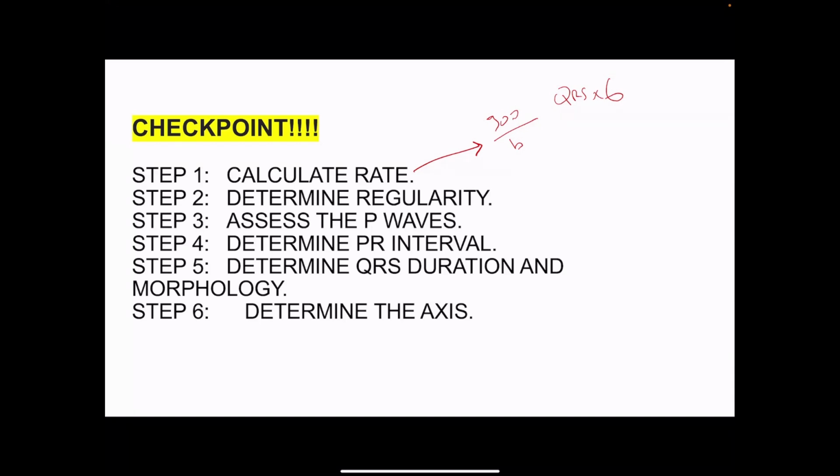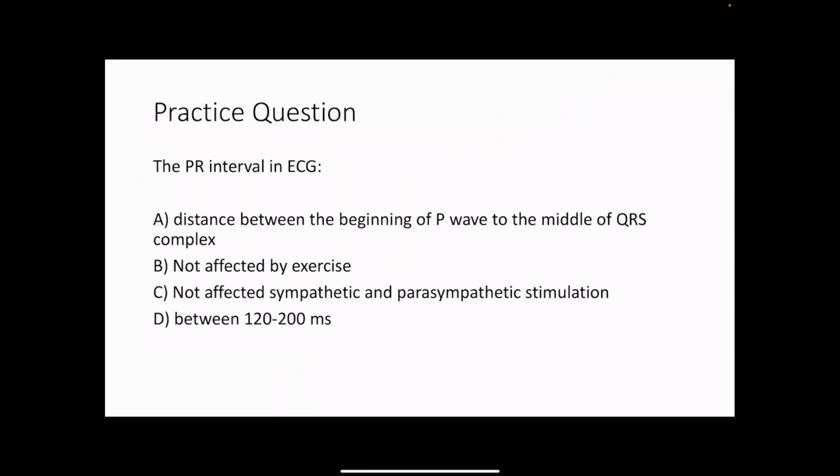Regularity, you just see if it's the same space between each QRS. For the P waves, you just check if they're present or not. PR interval should be 3 to 5 squares. QRS should be 1.5 to 2.5. And for the axis, we talked about the coordinate plane. Any problems with any of these steps? No. Okay, cool. Now let's do this practice question.